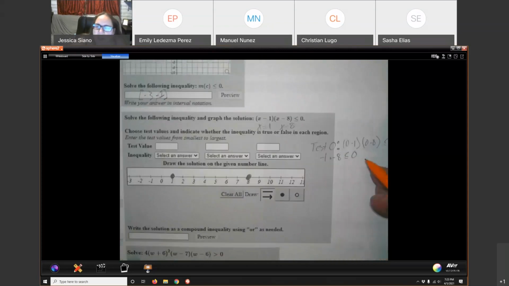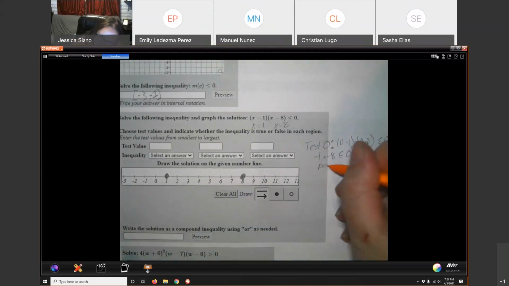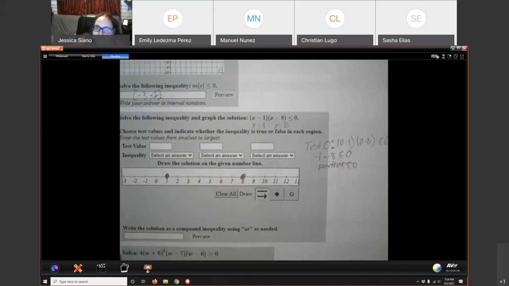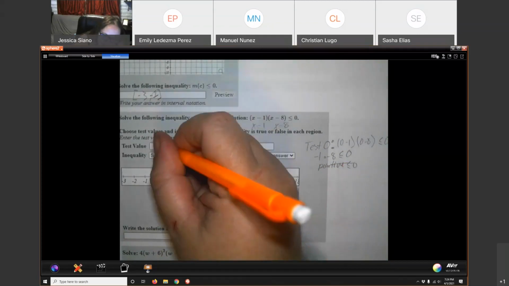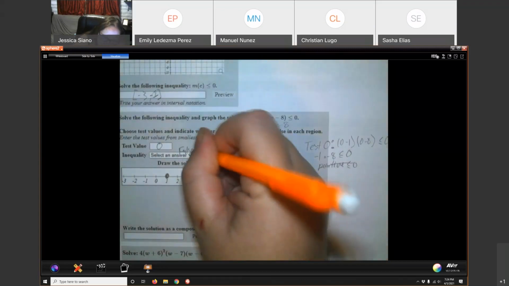Now here, at some point, the actual numbers that you're looking at don't matter, only their signs do. So I'm multiplying a negative times a negative. So that means that my answer would be positive. And is it true that a positive value is less than or equal to 0? No. So when I plug in 0, my inequality is false.